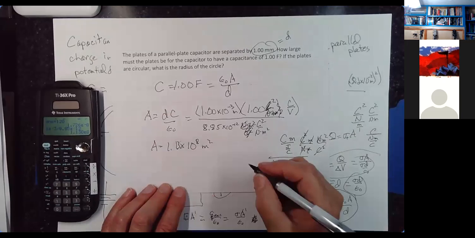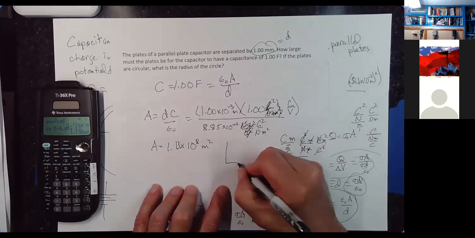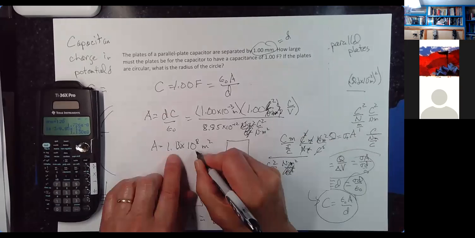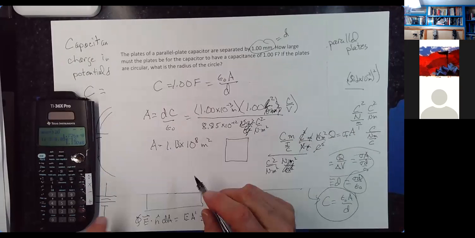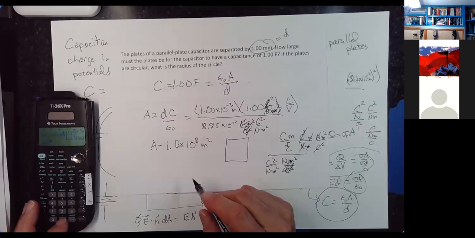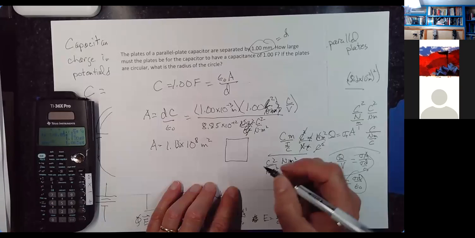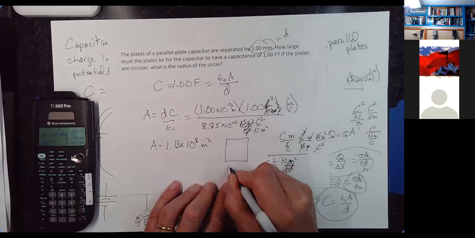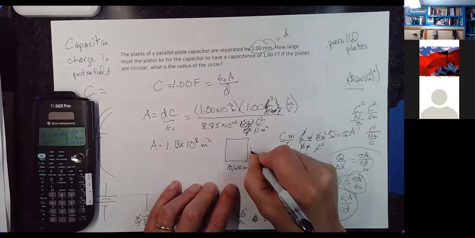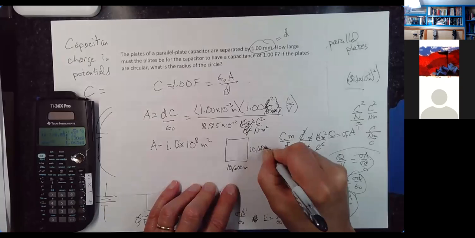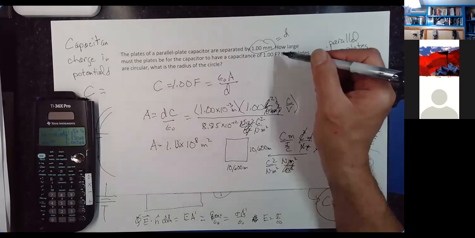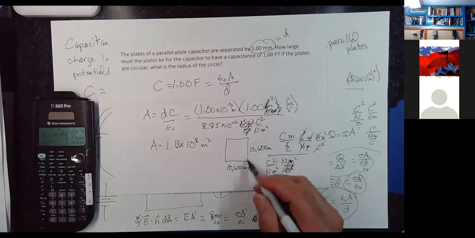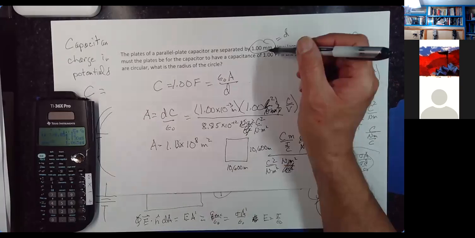Okay. So if this thing happened to be a rectangle, you just take the square root of that to figure out how long it was on a side. There's the area of it. So then I'd only have 10,600 meters on a side. All for a 1 farad capacitor. So only that big, but that's if you've got a separation of 1 millimeter between them.